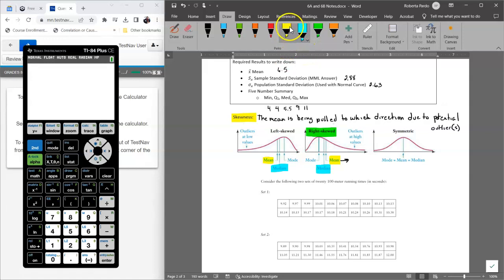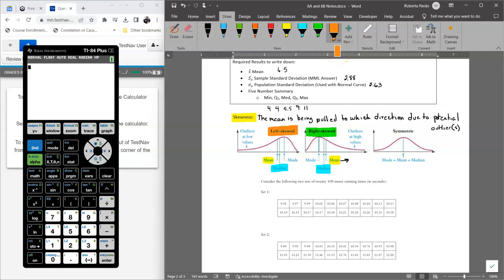If the mean is being pulled to the left side, in other words, it's a smaller mean value compared to the median, then it's left skewed because that outlier is pulling the mean to the left side. It's a smaller outlier. So again, think about this as being a number line. The outlier is pulling the mean to the left side of the graph. So that means this is a left skewed graph.